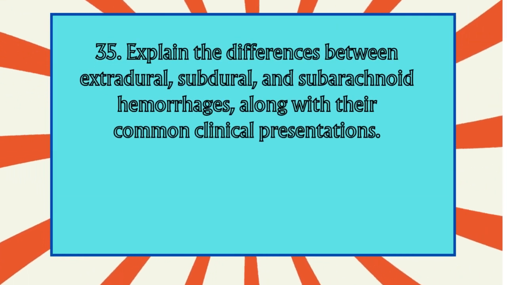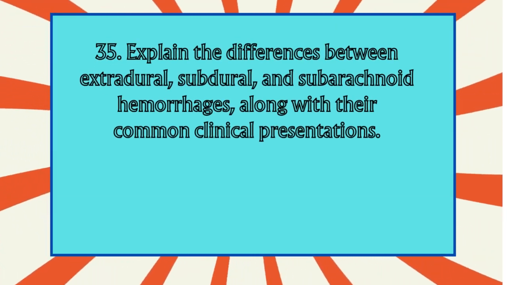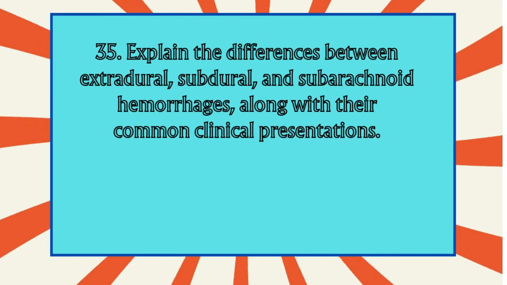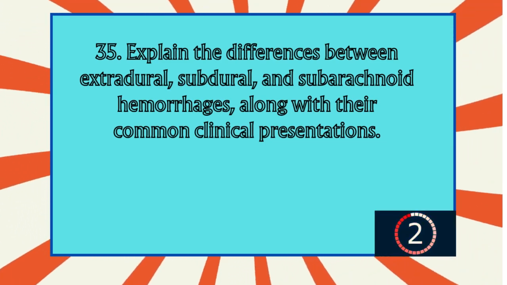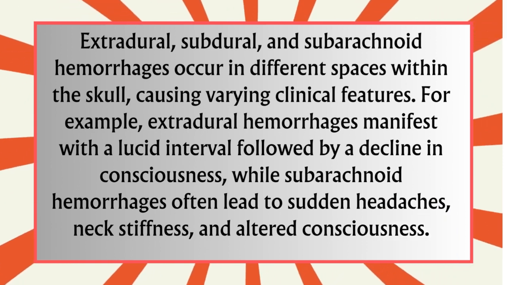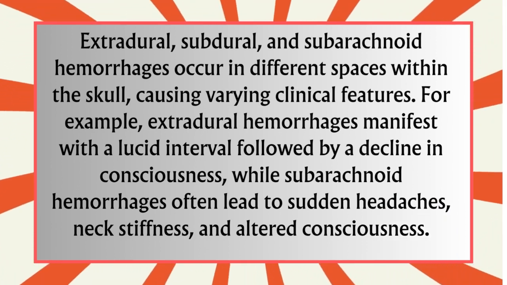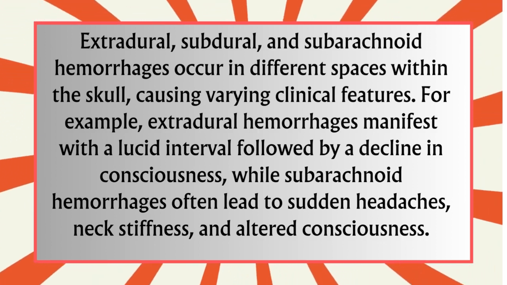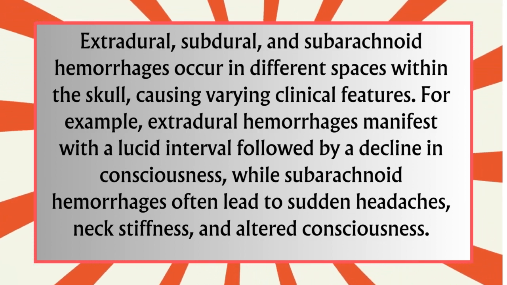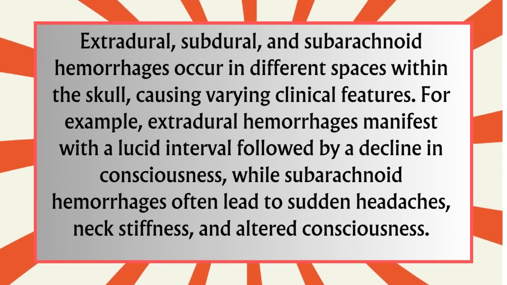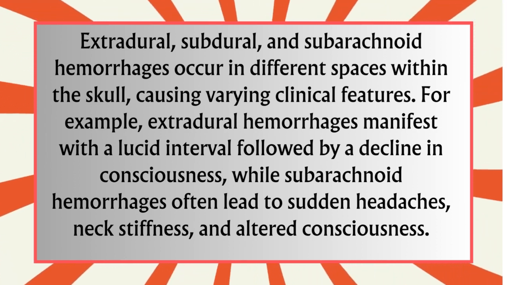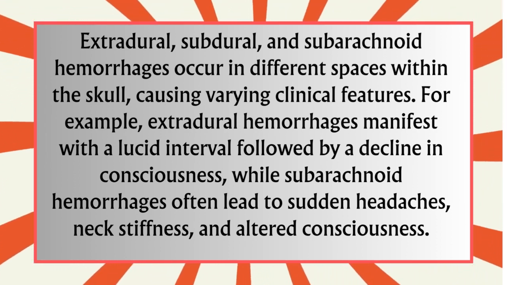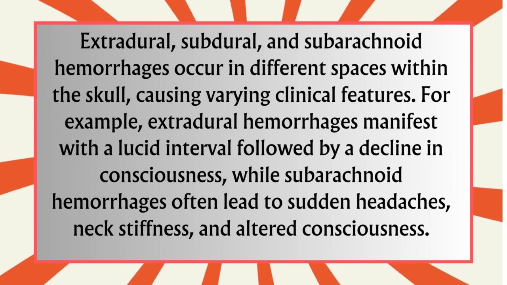35. Explain the differences between extradural, subdural, and subarachnoid hemorrhage, along with their common clinical presentations. Extradural, subdural, and subarachnoid hemorrhages occur in different spaces within the skull, causing varying clinical features. For example, extradural hemorrhages manifest with a lucid interval followed by a decline in consciousness, while subarachnoid hemorrhages often lead to sudden headaches, neck stiffness, and altered consciousness.